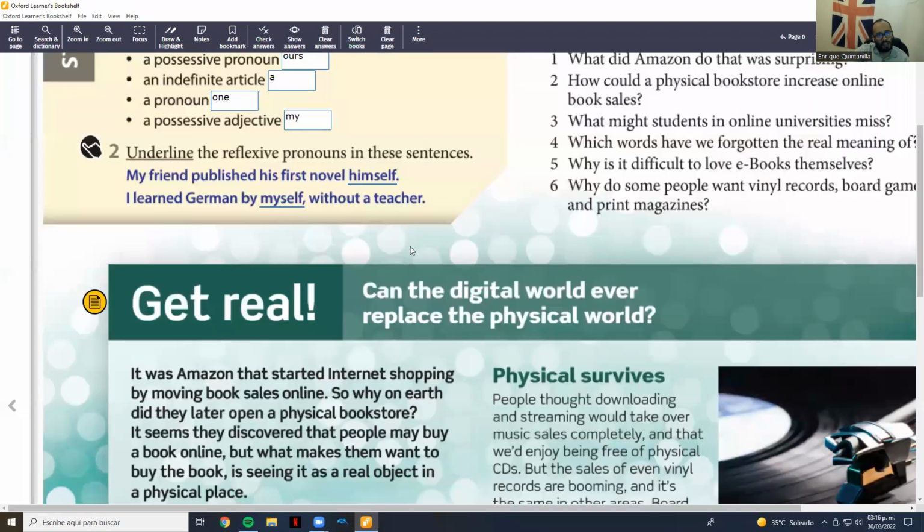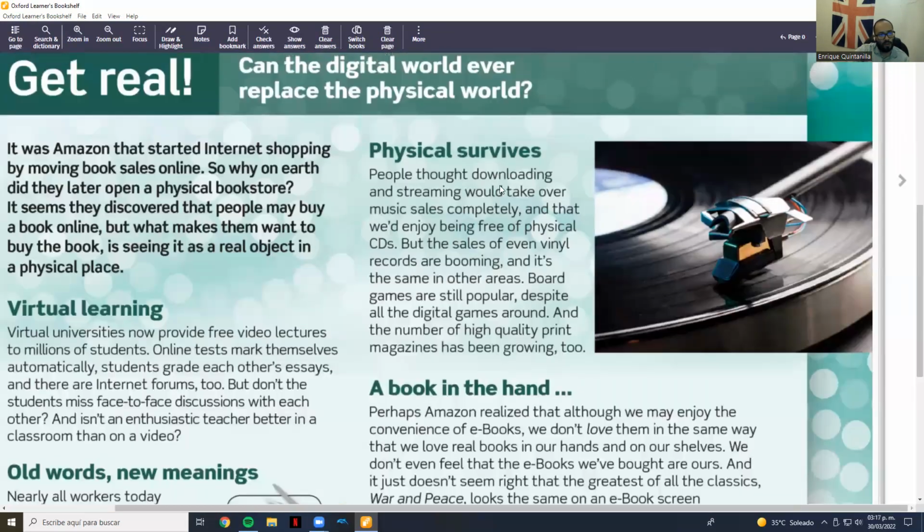Physical survives. People thought downloading and streaming would take over music sales completely, that we'd enjoy being free of physical CDs, but the sales of even vinyl records are booming, and it's the same in other areas. Board games are still popular despite all the digital games around, and the number of high quality print magazines has been growing too. I'm not sure about this because this was before the pandemic.